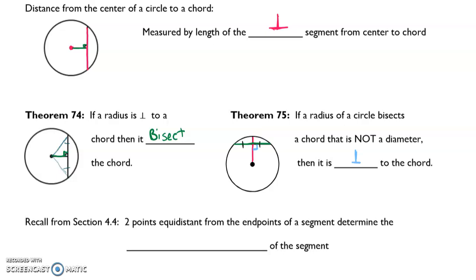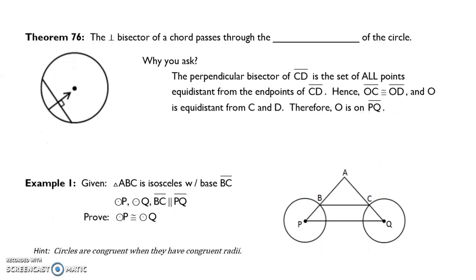Keeping all these things in mind, let's jump in the Wayback Machine and recall section 4.4: if 2 points are equidistant from the endpoints of a segment, then those 2 points can determine the perpendicular bisector of that segment. So recall if OA is congruent to OB, DA is congruent to DB, then we know those 2 points determine this perpendicular bisector of segment AB. That can play a role here with our circles and our radius and chord as well. And that's theorem 76. The perpendicular bisector of a chord passes through the center of the circle.